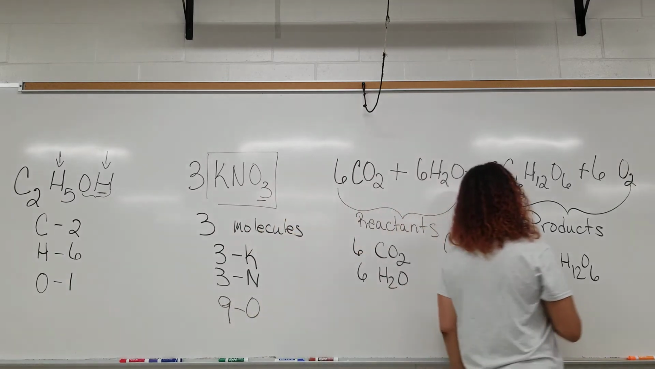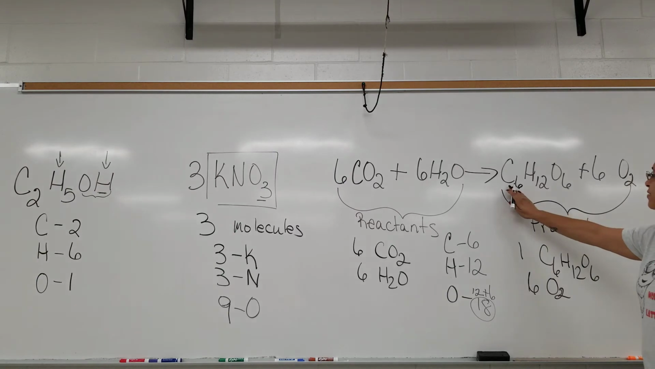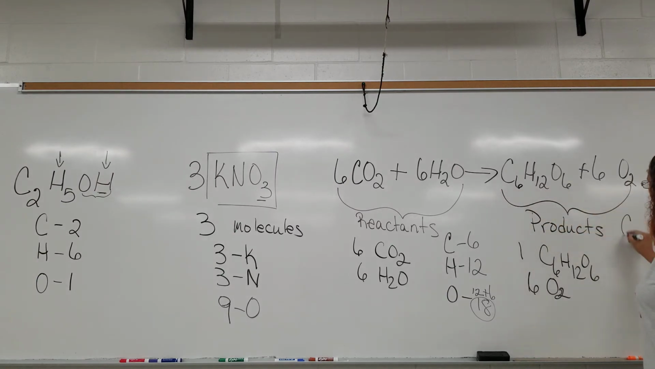Now, let's take a look over here. Here we have 6 carbons. There are no carbons over here, so 6. Hydrogens, there are none over here. We have 12 here. And 6 times 2 is 12. And 6 oxygens. We have 18 oxygens over here.